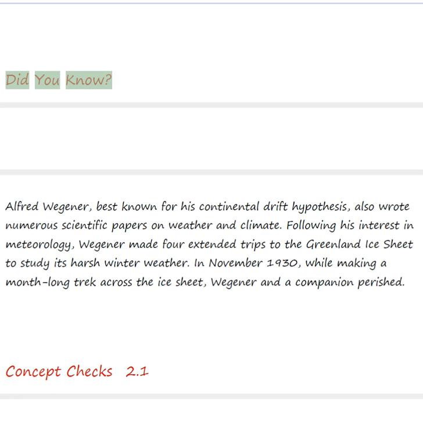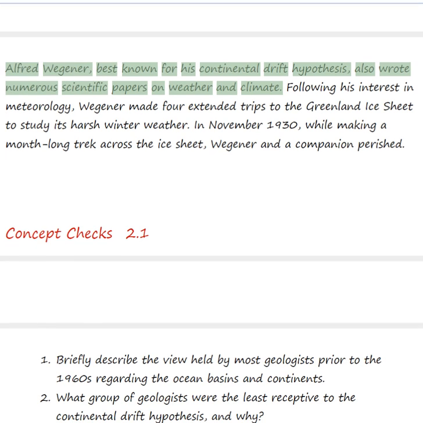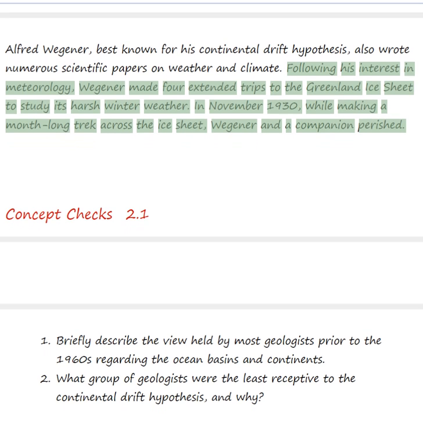Did you know? Alfred Wegener, best known for his continental drift hypothesis, also wrote numerous scientific papers on weather and climate. Following his interest in meteorology, Wegener made 4 extended trips to the Greenland ice sheet to study its harsh winter weather.